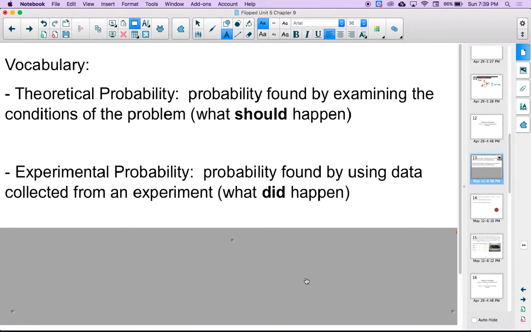Experimental probability is different. Experimental probability is when we take the time to carry out an experiment, or somebody else carries out an experiment for us, and we use the data from that experiment to find our probabilities. So this is probability based on what did happen in the past. Okay, so experimental probability, we have data from an experiment. Theoretical probability is when we look at the conditions of the problem and we make a prediction of what should be happening.